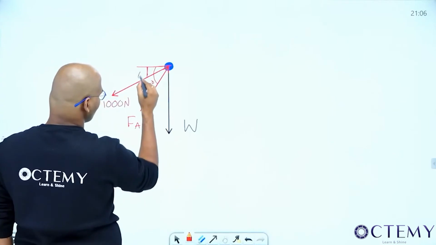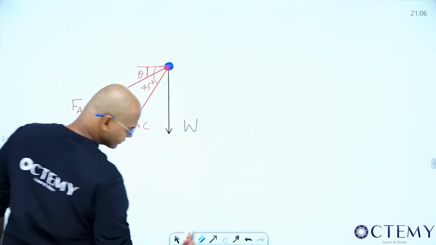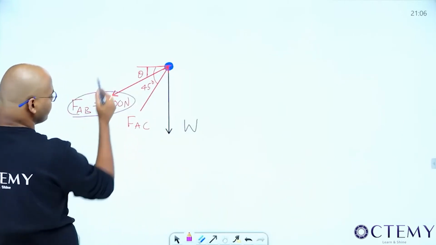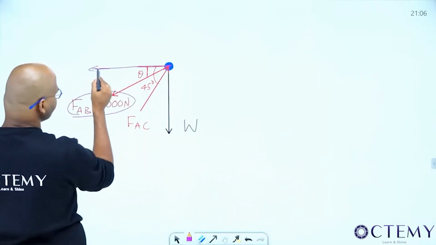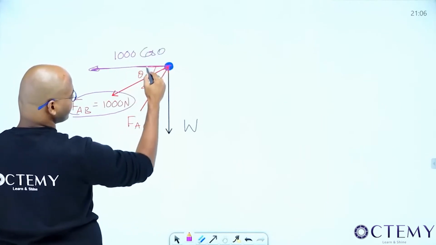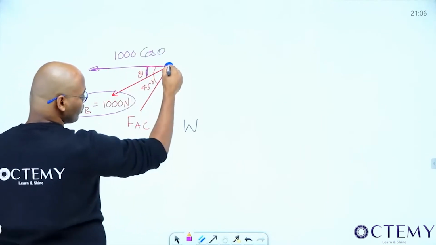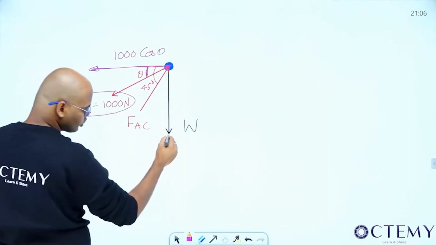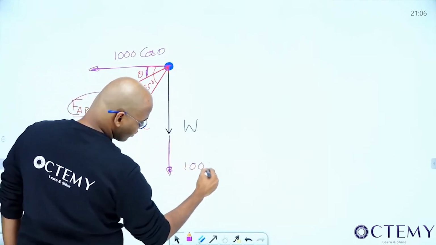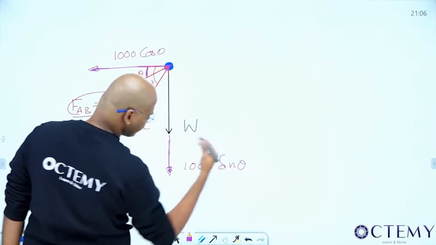This angle is theta. Okay. Now, please all of you see here. Resolve them. First resolve them. If I resolve, this is how much? Adjacent side, so 1000 cos theta. This angle is theta, and there is one more component, like this. How much is that? 1000 sin theta.